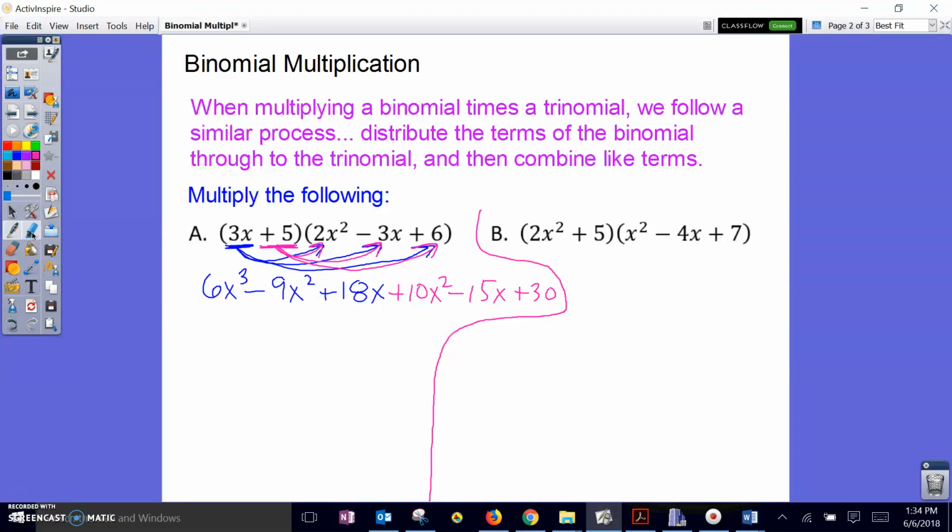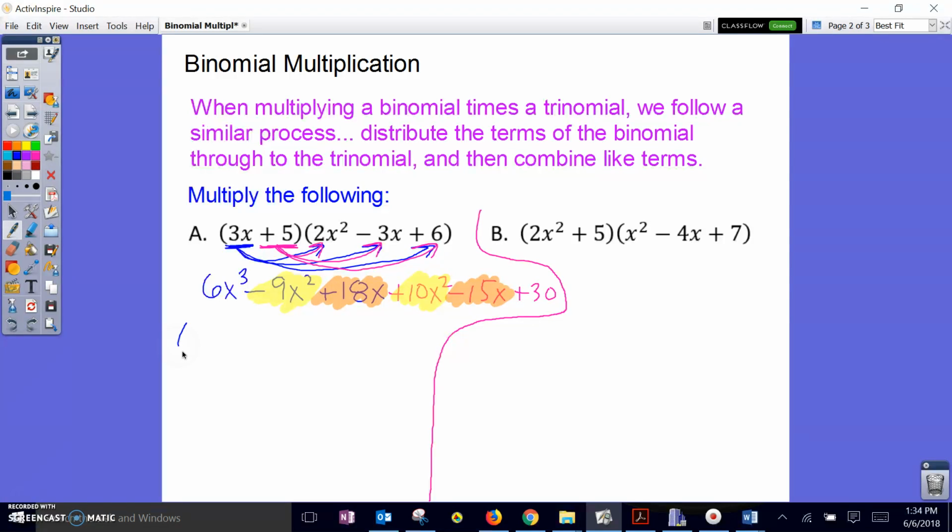And now I'm going to look at this and see if I have any like terms. I've got some x squareds, a couple of different occurrences of x squareds. And I also have a couple of different occurrences of x's. And so I want to combine those in order to write my final answer.